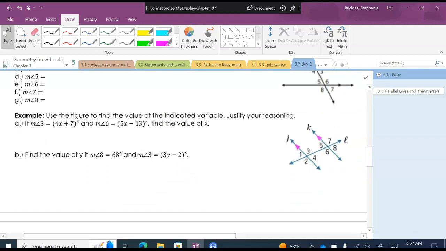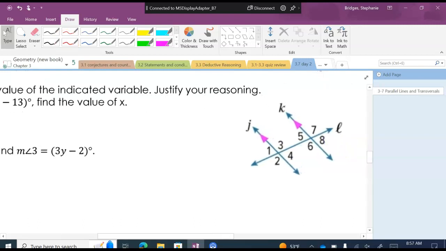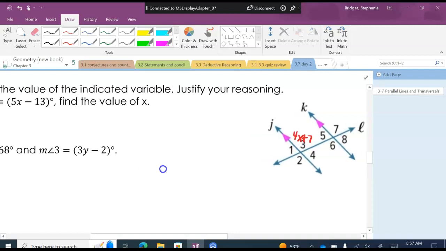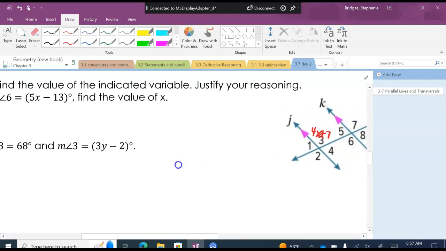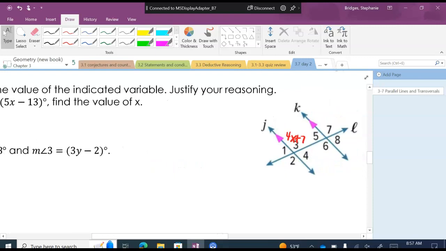Now we're going to put a little bit of algebra to it. It says, use the figure to find the value of the indicated variables, justify your reasoning. So let's start with this. What does it tell me about angle 3? Okay, so angle 3 is 4x plus 7. I'm going to try to write it on here. I don't think I'll have that much room, but this is 4x plus 7. And then what else does it tell me? Angle 6 is 5x minus 2.